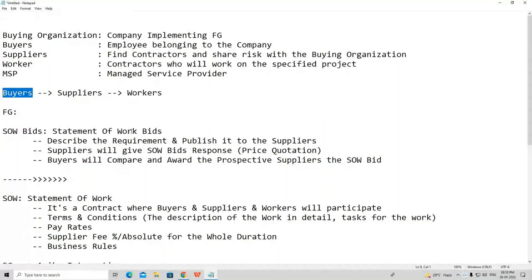Now, what will happen? They will basically say that MSP is the one organization who is already like a supplier. They know how to use Fieldglass. So what will happen?